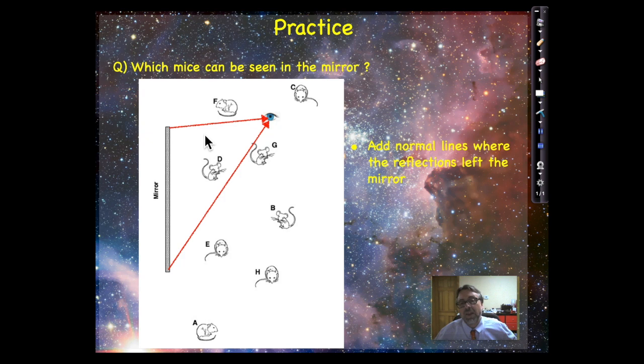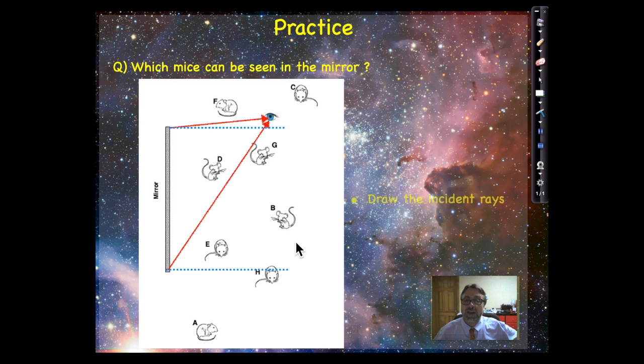So these two red vectors represent reflected light from the mirror going to my eye. Well, where did that light come from? In order to figure that out, I have to add normal lines to where the light bounced off the mirror, just like we did in the previous example. So let's add some normal lines. I've added two normal lines. Now, I would like to see where this light originally came from. Remember, this light is going from the mirror to my eye. That's why the arrow points to my eye.